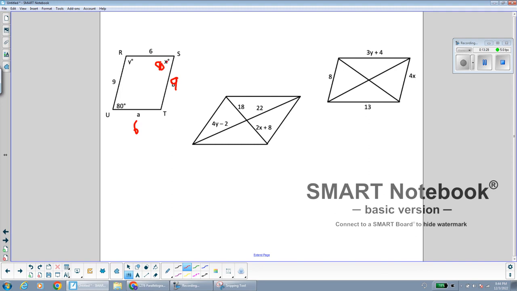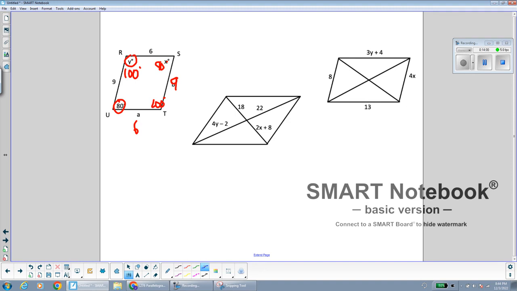And I also know that in a parallelogram, any 2 consecutive angles, so any 2 angles right next to each other, are supplementary. So this angle and this angle, they're one right after each other. They're consecutive angles, so they are supplementary. So 180 minus 80 is 100 degrees. And then because opposite angles are congruent in a parallelogram, angle T should also be 100 degrees.